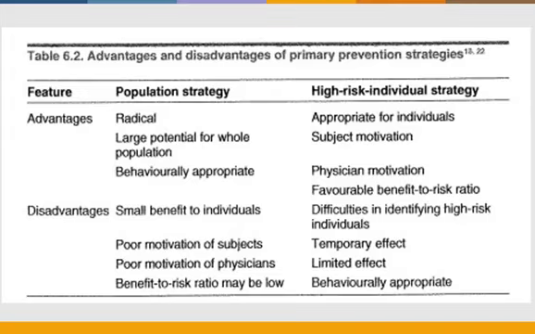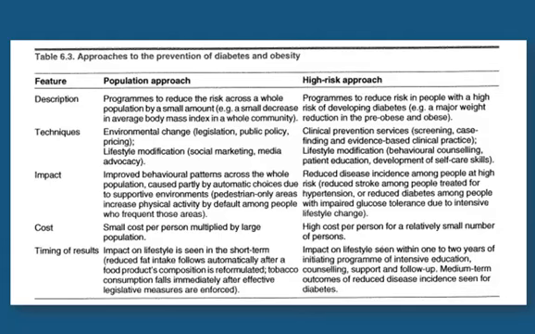Table 6.2 breaks down the advantages and disadvantages of the primary prevention strategies. If you want to read through these, please feel welcome to pause the recording and do so. Table 6.3 shows approaches to the prevention of diabetes and obesity, comparing a population approach and a high-risk approach.